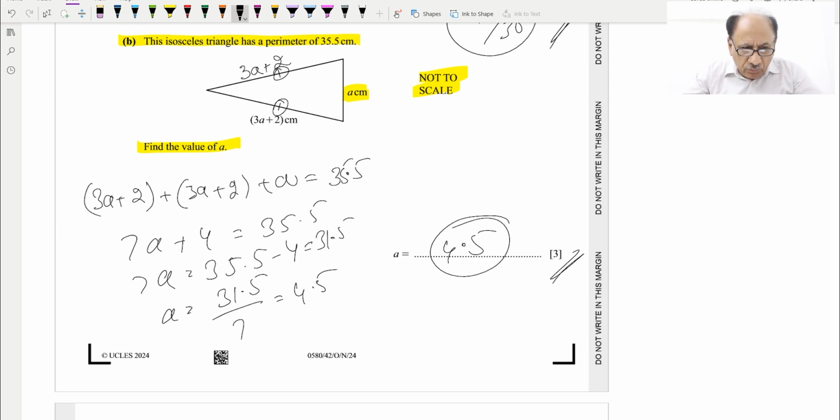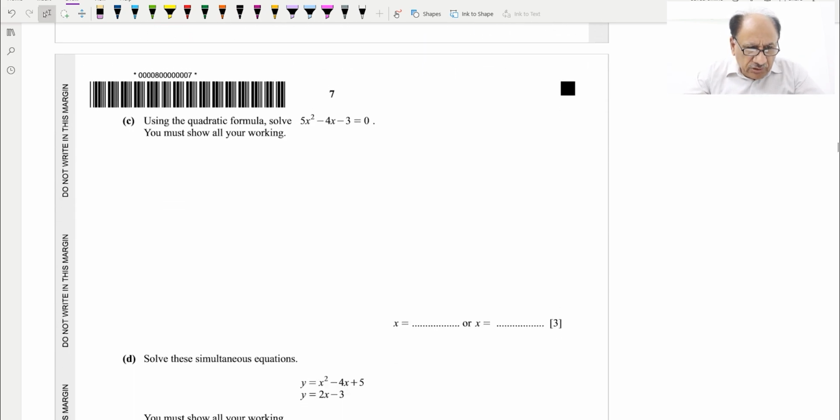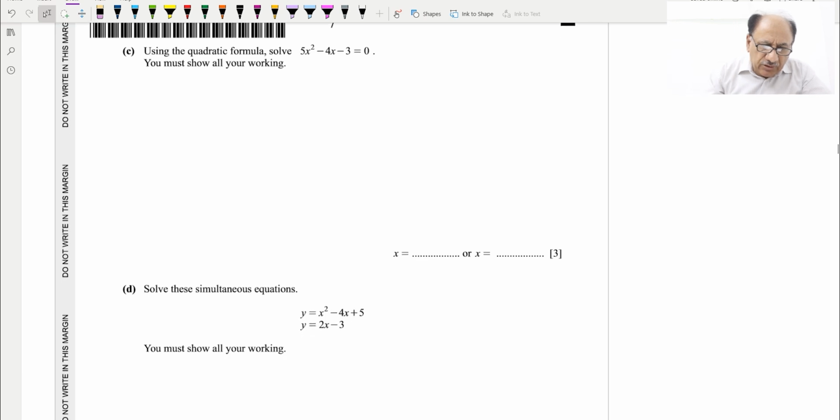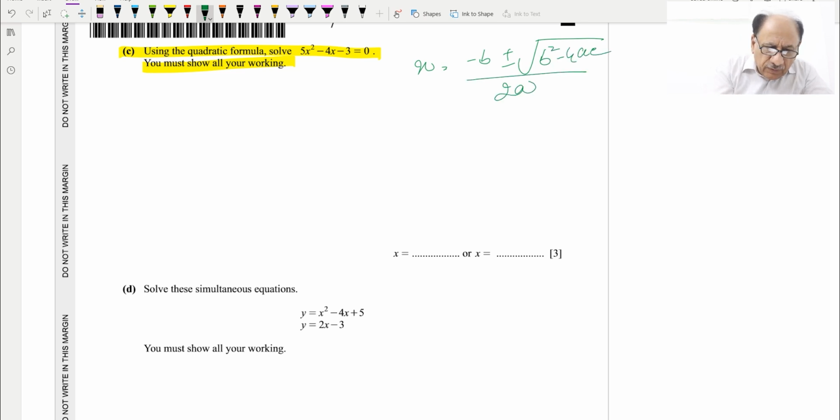Hopefully you understood this. Now using the quadratic formula, they are saying we need to solve this quadratic equation. If I write the quadratic formula, x is equal to minus b plus minus square root of b square minus 4ac over 2a. This will be the quadratic formula, and a value is what? A value is 5, b value is equal to minus 4, and c value is equal to minus 3, which we are getting from this equation.